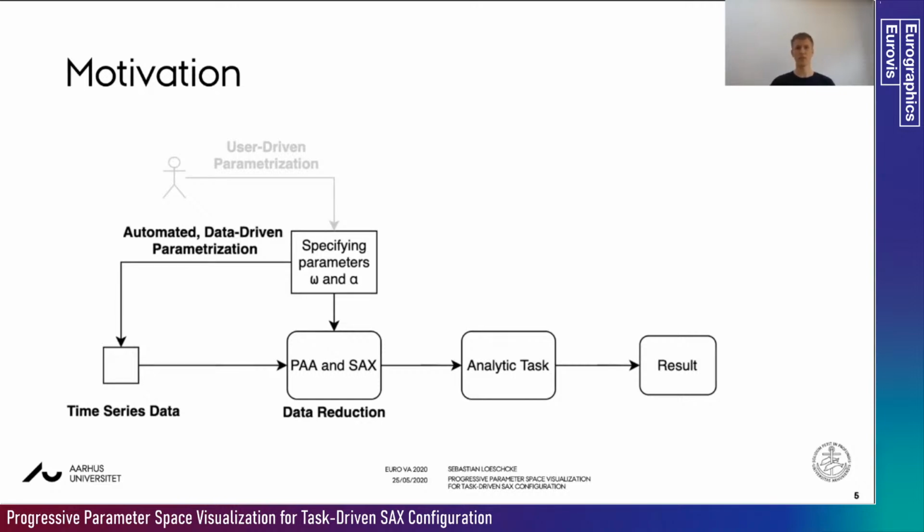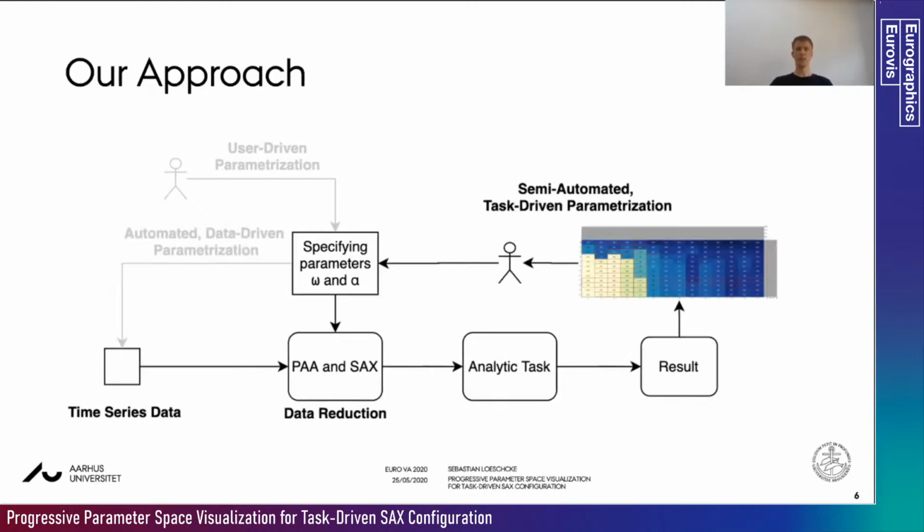However, none of these approaches take the analytic tasks to be performed on the reduced data into account. Tasks such as correlation or trend analysis might benefit from other parameterizations, which is not considered in these evaluations. We fill in this gap by proposing a semi-automated, task-driven parameterization for PAA and SAX through a parameter space visualization. The visualization shows the difference of progressively running a given analytic computation on samples of the raw data and on the reduced data for a representative set of data samples.